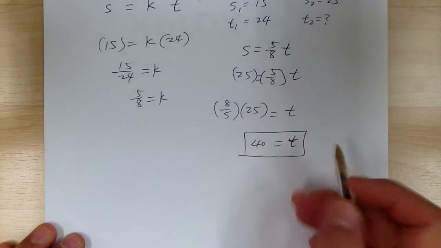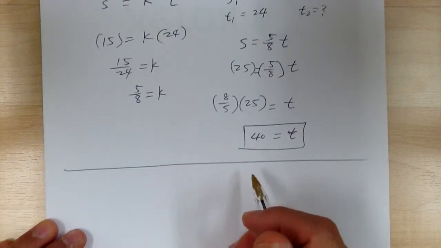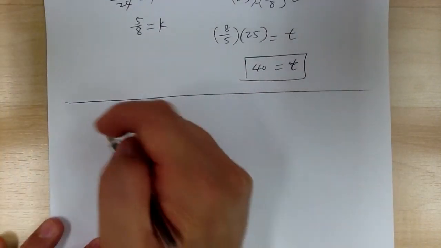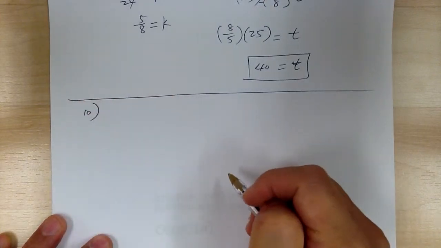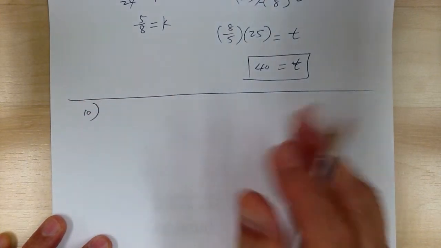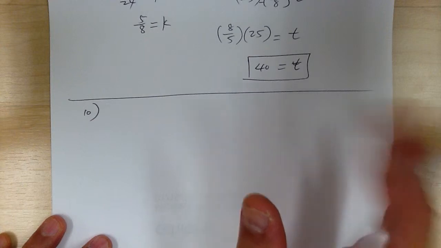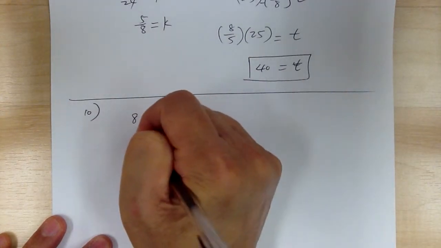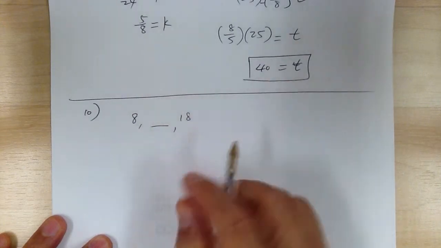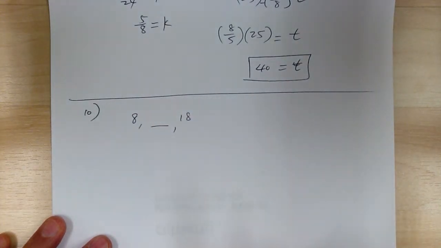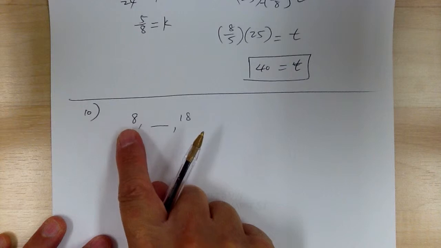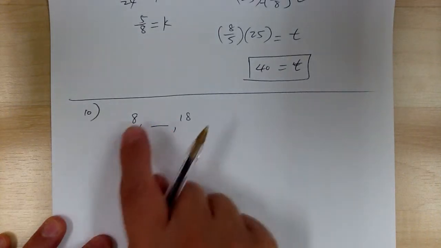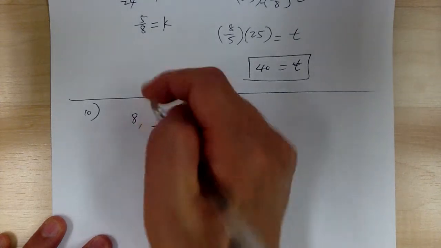Now let's go to number 10. You're looking for the geometric mean. We already did this in the chapter we went through. You've got 8 and 18, and you're looking for the geometric mean. Now remember, geometric mean means what? You multiply and you take the square root. So you multiply, you take the square root, and you get 12.